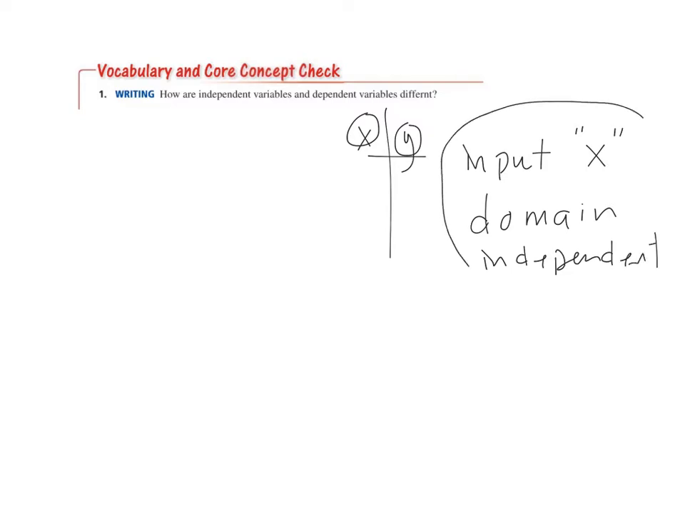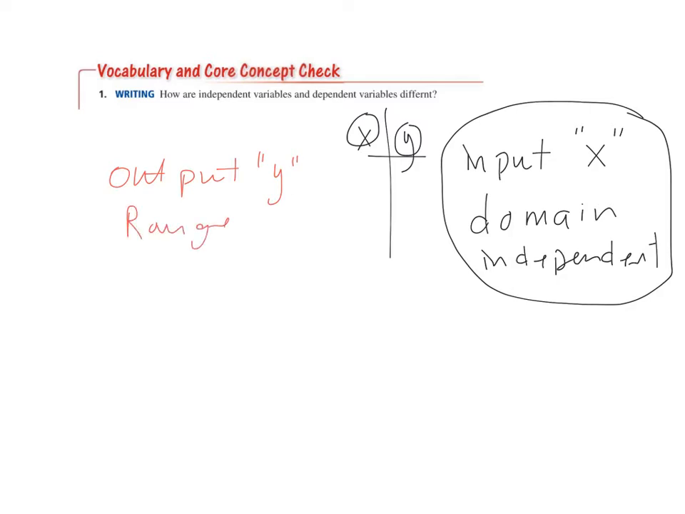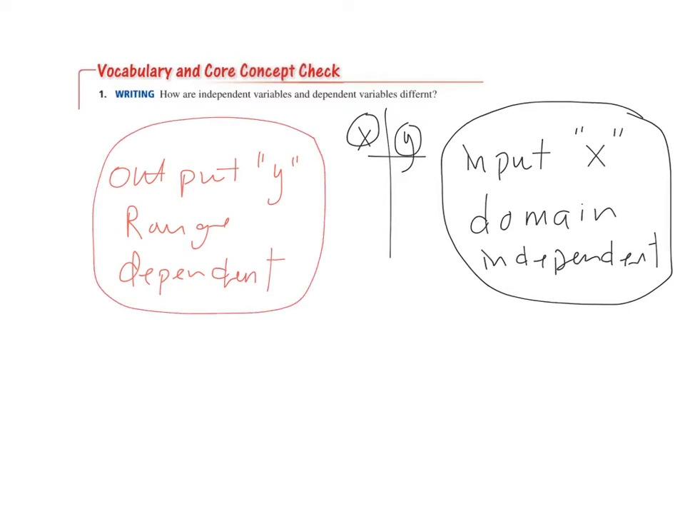These are all words that should be kind of linked together in your mind. The y values, those are outputs, y's, range, and these are your dependent. So that might help you keep all of this straight. X's are inputs, domains, and they're independent. And Y's are outputs, range, and they are dependent.